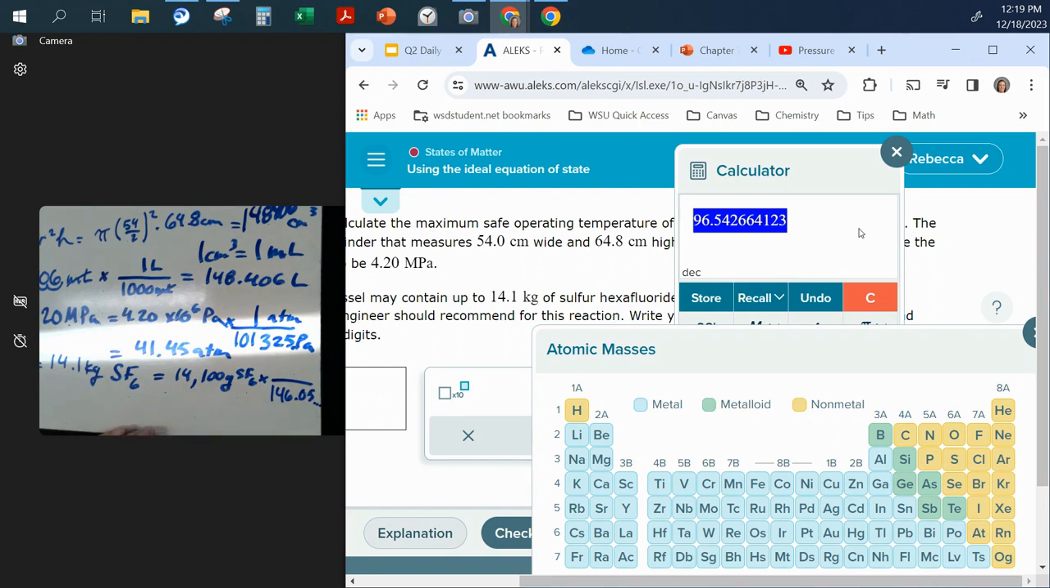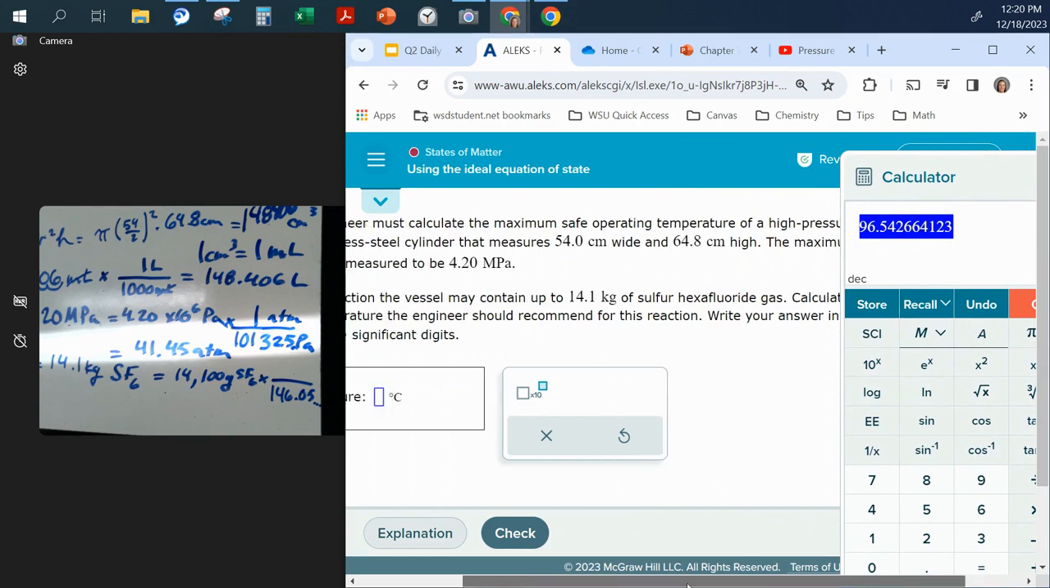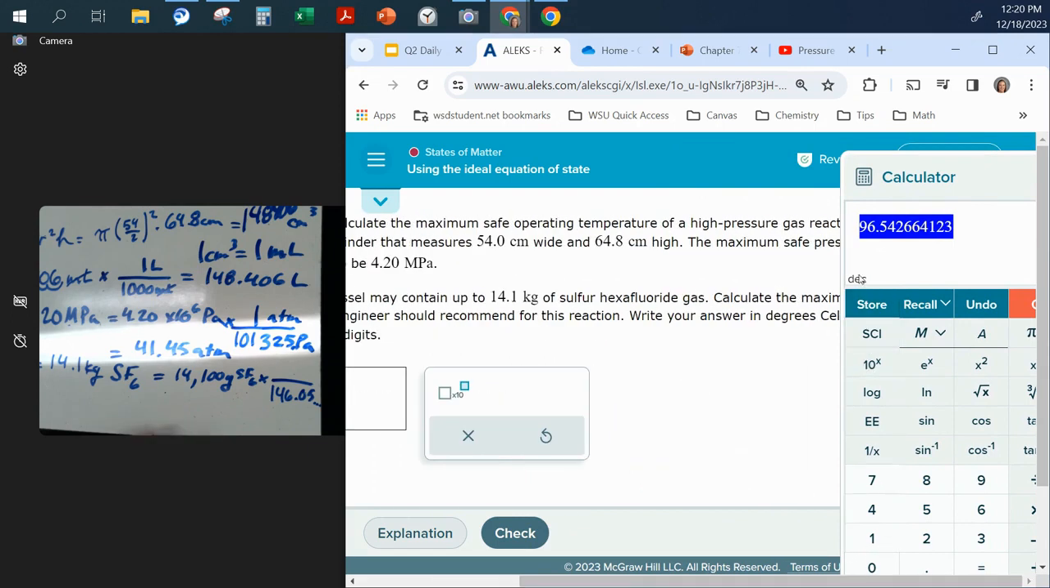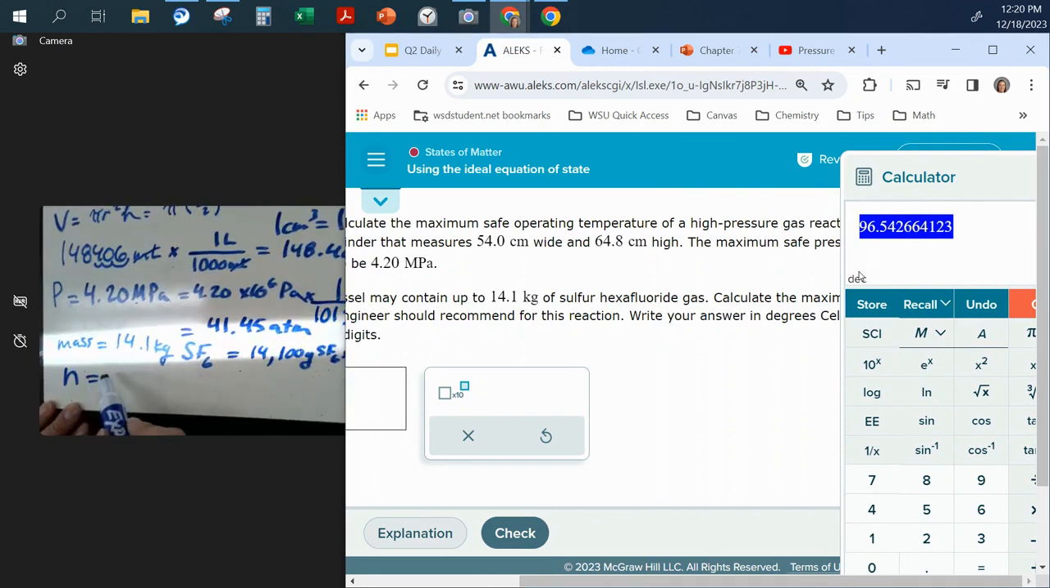This is annoying because there's so many steps. If you mess up one of them, you don't know where you're messing up. Okay, so this should be our moles, that's n. We just found n, moles of the compound. And we have R. R is a constant. R is 0.08 something from last time. I don't remember. 0.082. And then it has our units.